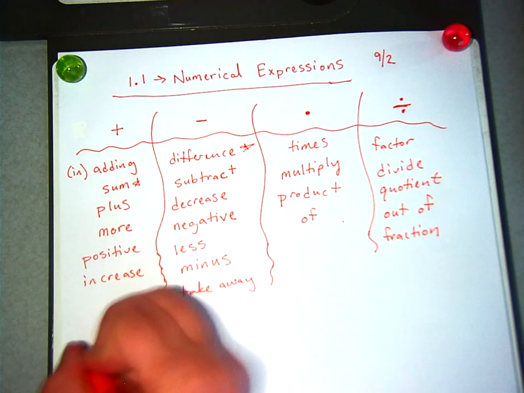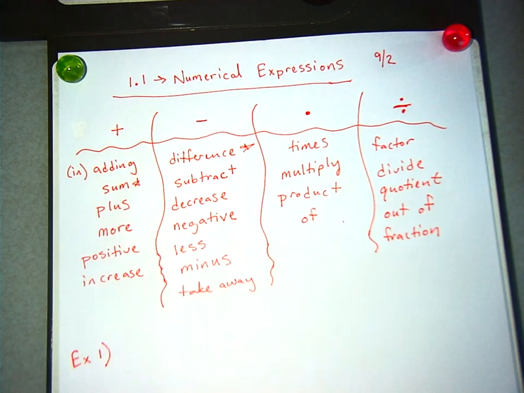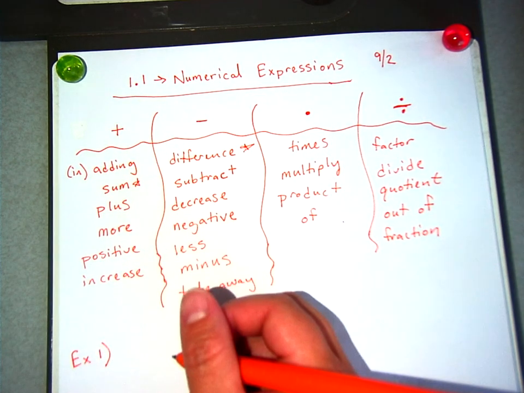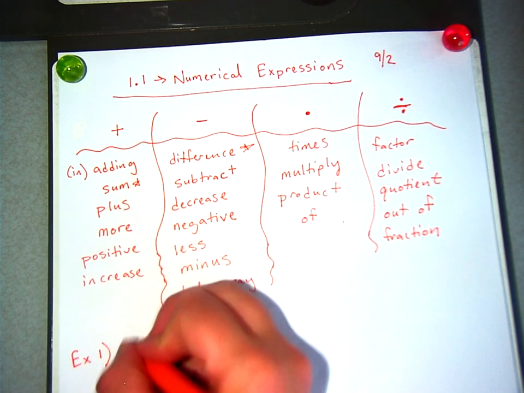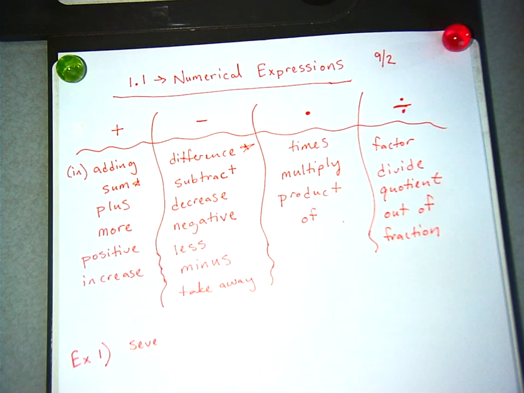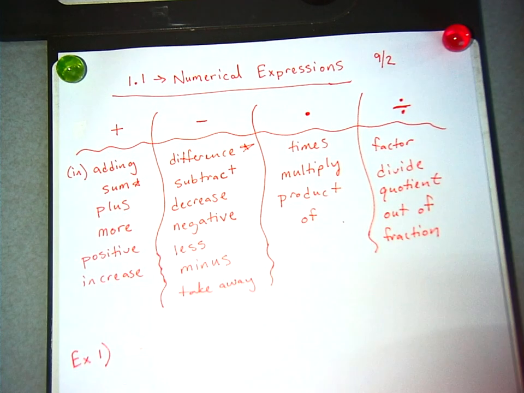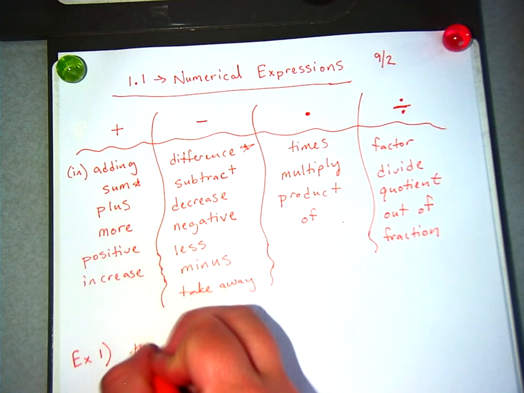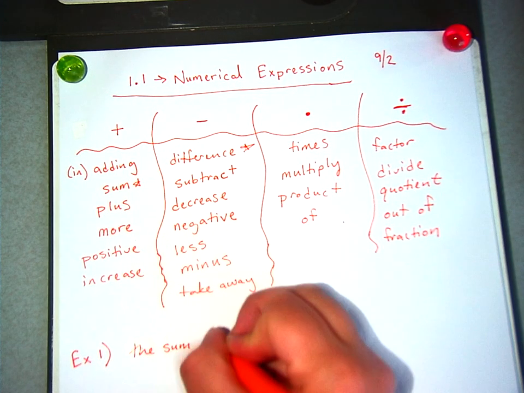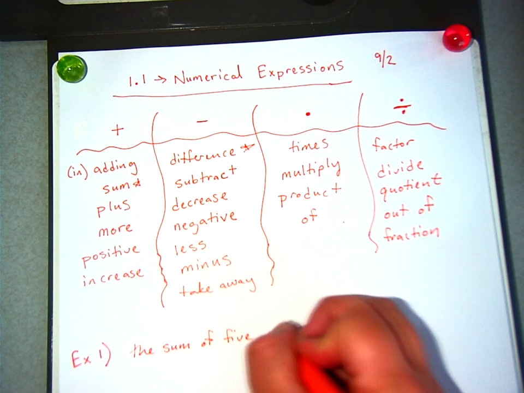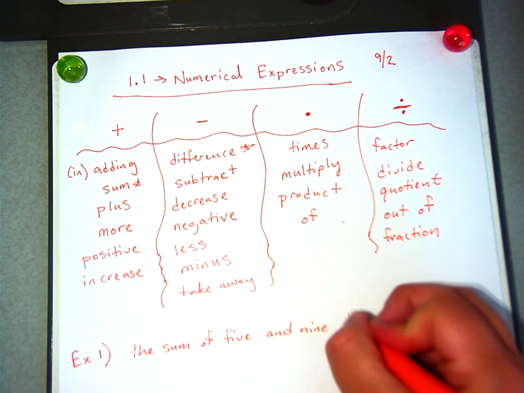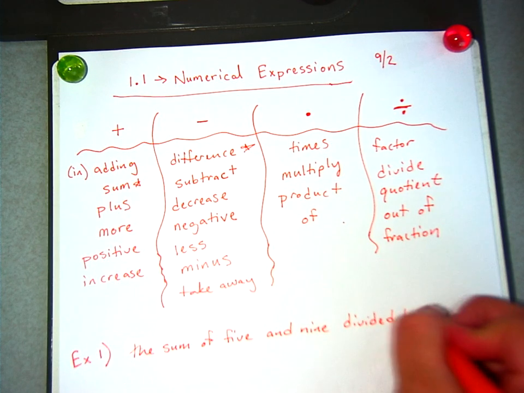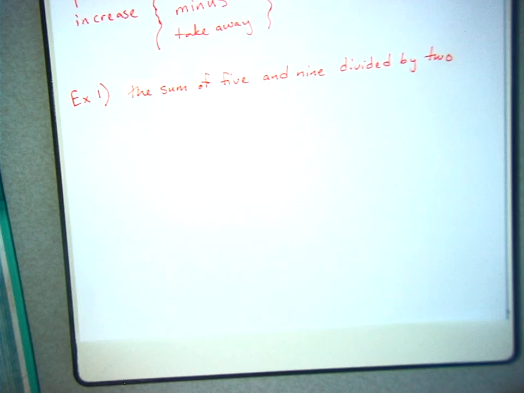All right, so here's what your homework is going to look like. Part of it, that is. It'll say something like, the sum of 5 and 9 divided by 2. Notice that these are in words. The sum of 5 and 9 divided by 2.